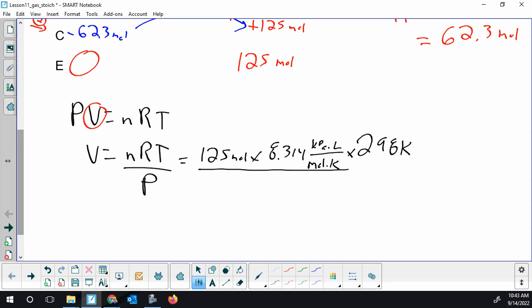Last, the pressure. The pressure at STP is 100 kilopascals. Okay. All our units match. The gas constant is setting our units. We had kilopascals in it, so we had to use kilopascals. Moles and moles, Kelvin and Kelvin. So the only thing left is liters.